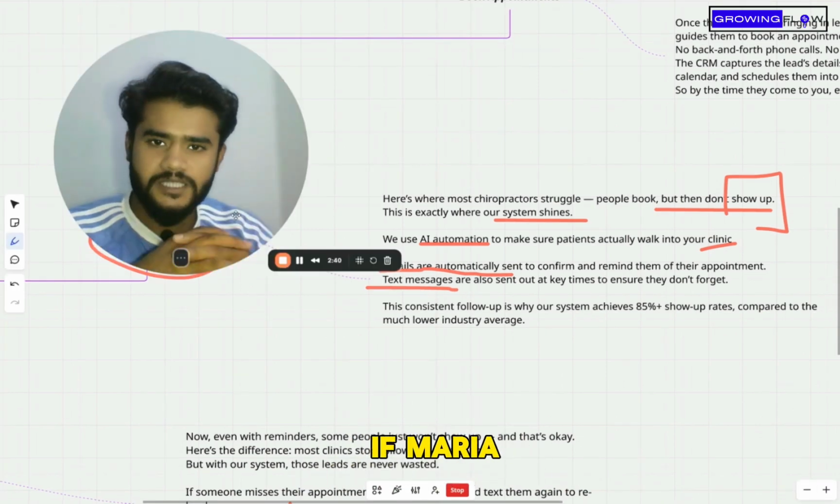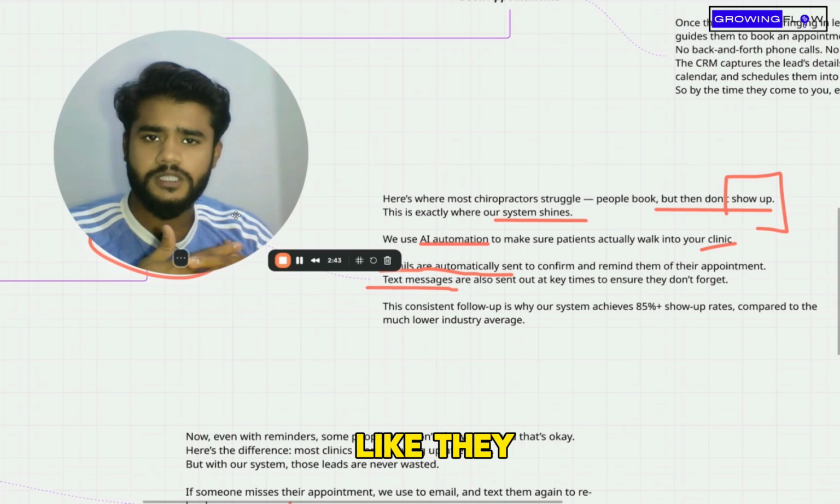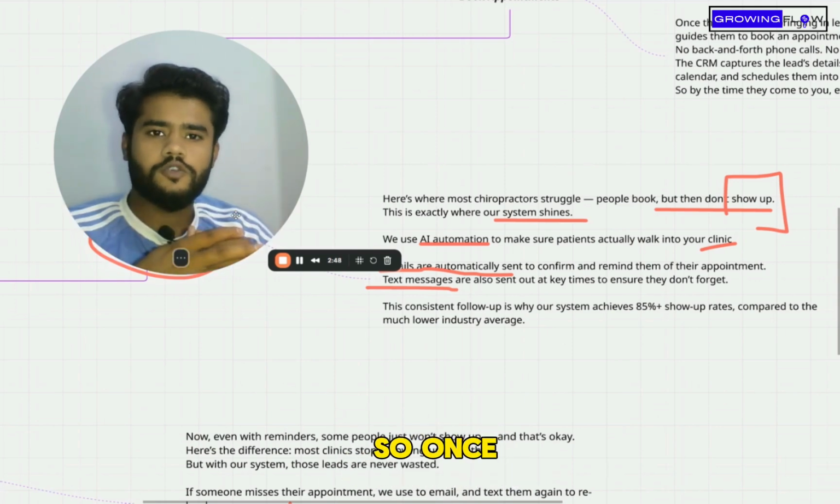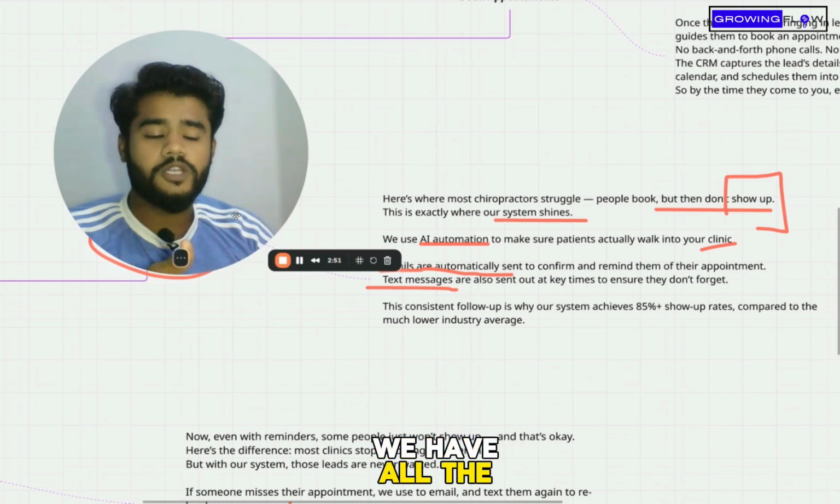Let me give you an example. If Maria books an appointment with us because she has neck pain and wants to solve this problem, once we get her appointment, we have all the data in our CRM.